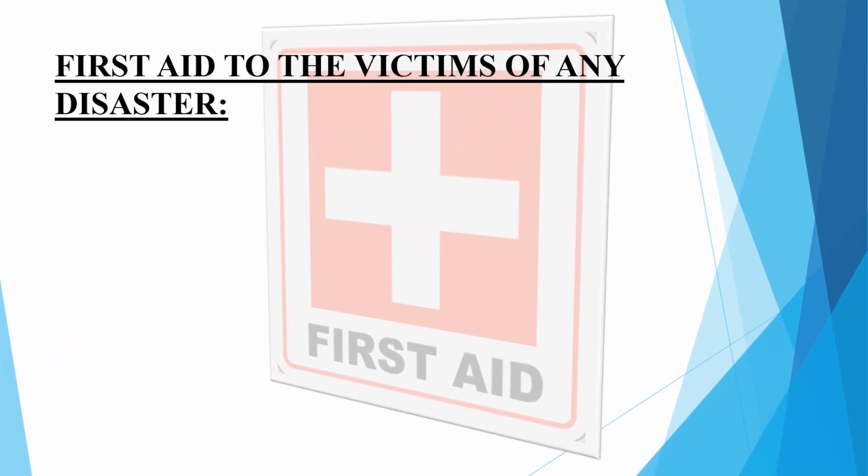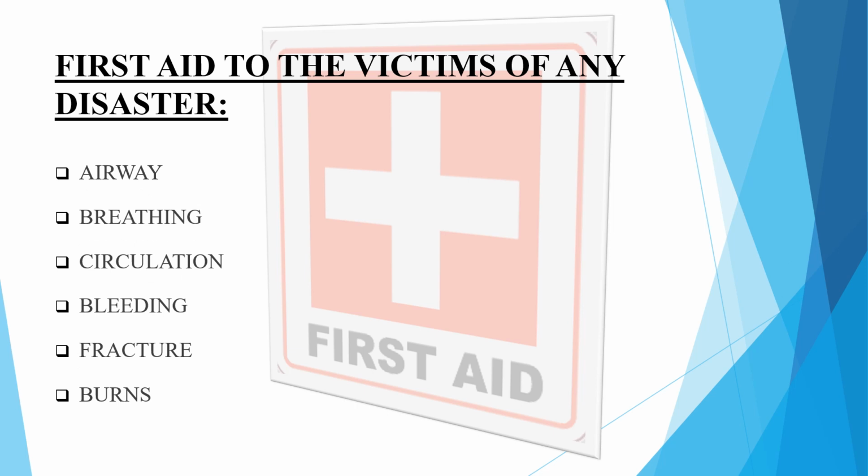Now, let us see the first aid given to the victims of any disaster. Other than arranging for quick medical assistance, following is the list of first aids to be provided to victims of disaster. They are airway, breathing, circulation, bleeding, fracture, burns. So now let us discuss each technique in detail. We begin with the first technique, that is airway.